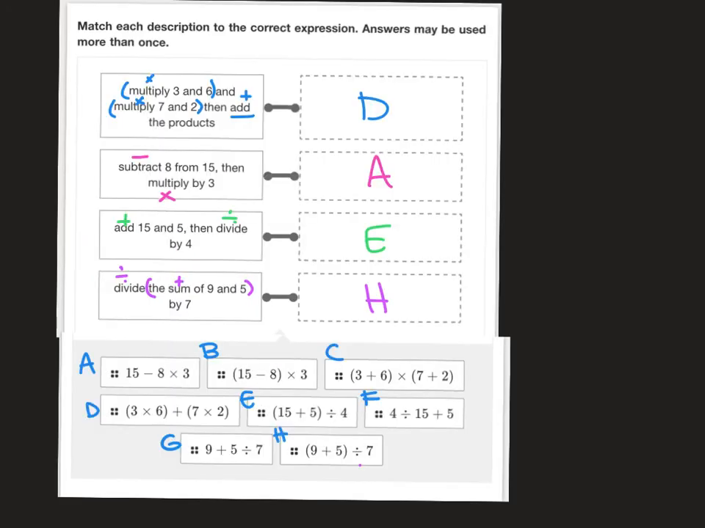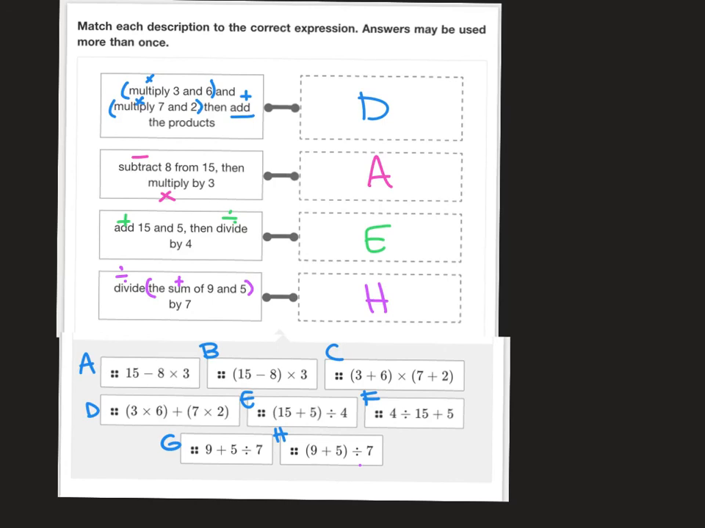Okay, on this problem, it was asking you which expression matched the wording of it. So you had to look through, see the operations that we were given, the operational words, and translate that to an expression. I labeled them down at the bottom, the answer choices A, B, C through H. So you can see which answer choices I chose.